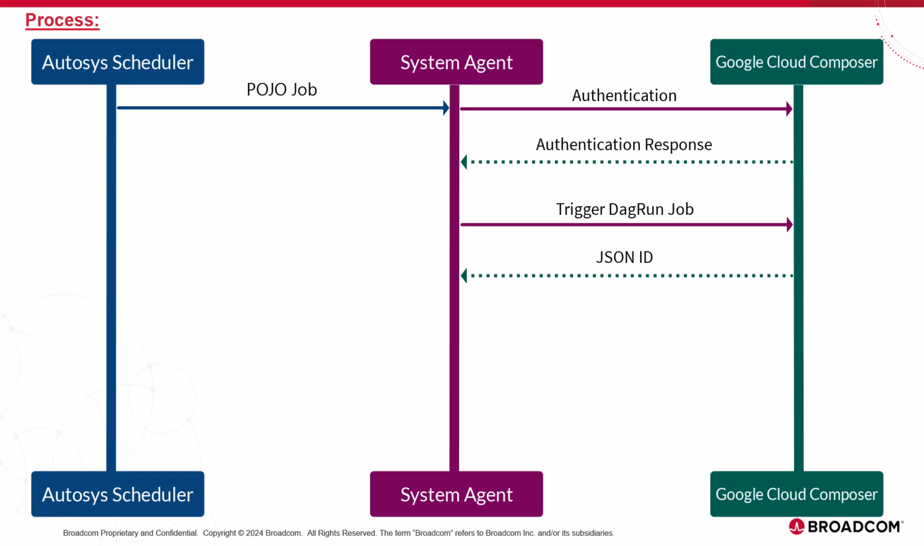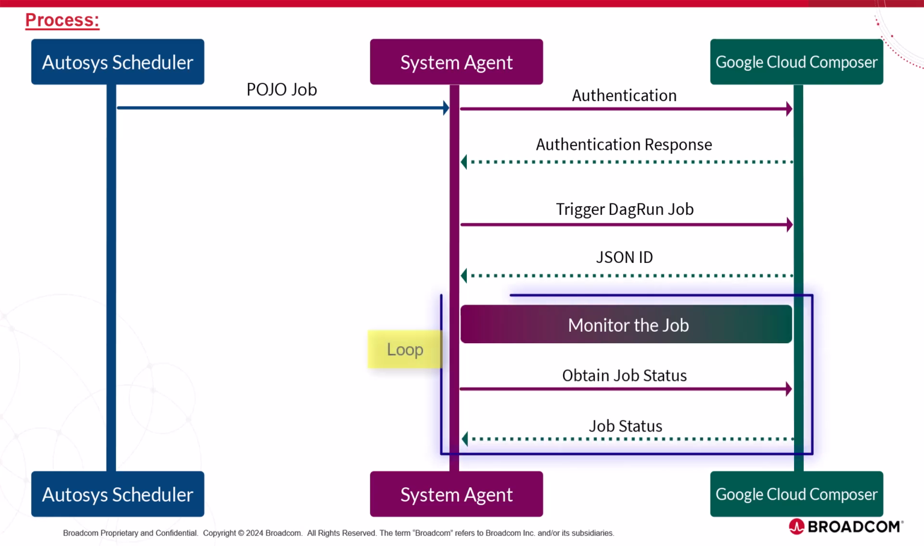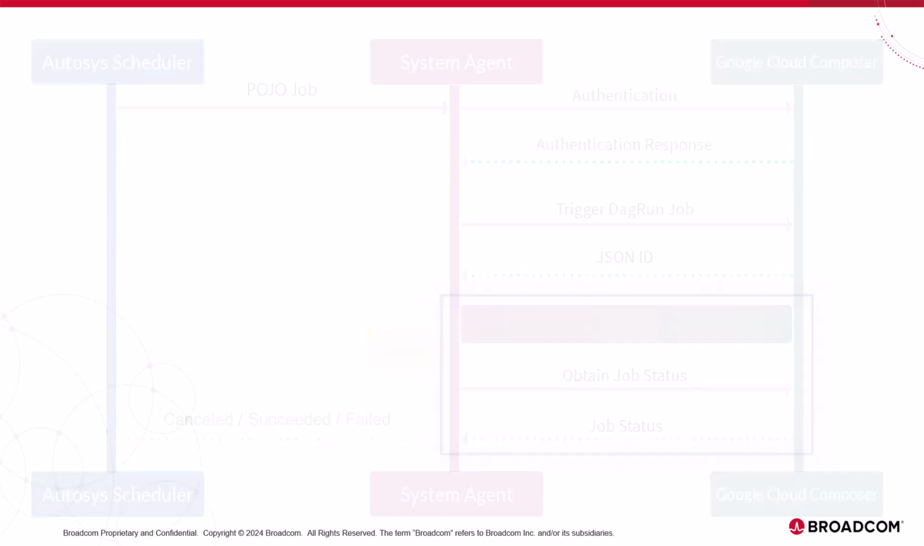The Google Cloud Composer server and system agent monitor the job until it reaches its final state. Once the final state is obtained from Google Cloud Composer, the job status in AutoSys is updated accordingly as either canceled, succeeded, or failed. Let's look at how to deploy the integration.